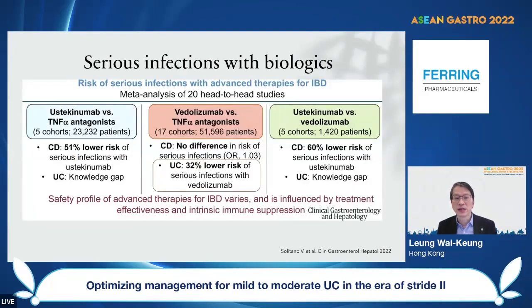This is looking at serious infections with biologics. Comparing ustekinumab and anti-TNF, they found that, particularly for Crohn's disease, there's about 50% lower risk of serious infections with ustekinumab, although there's not much data on UC. When vedolizumab is compared with anti-TNF, there's at least 32% lower risk of serious infection with vedolizumab. When comparing ustekinumab with vedolizumab, unfortunately, there's not much data. In Crohn's disease, there seems to be lower risk of serious infection with ustekinumab. So we still have a big knowledge gap in terms of safety, particularly in this part of the world.